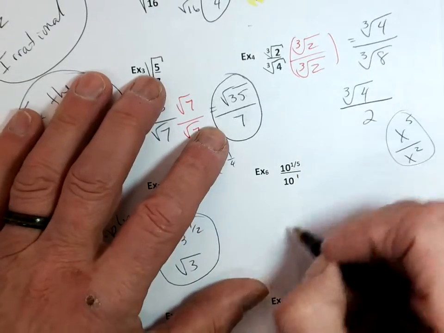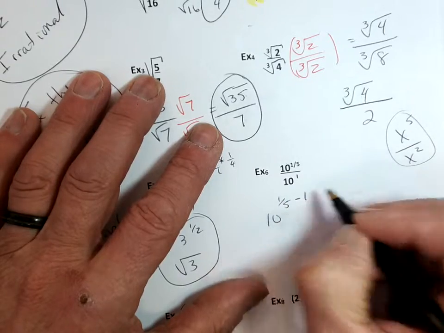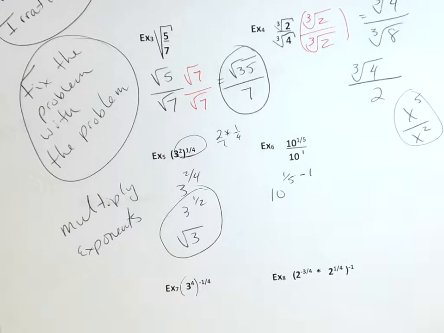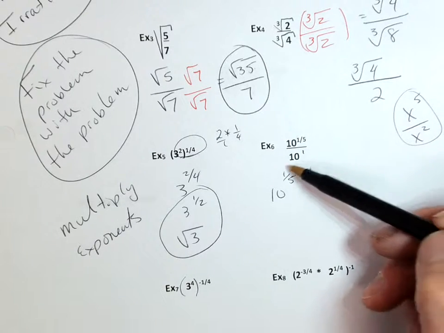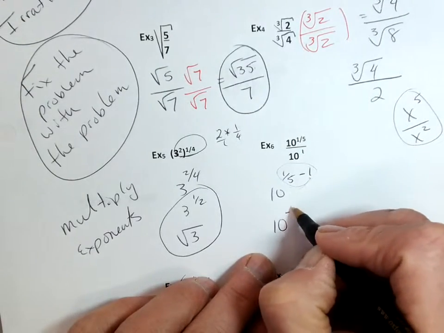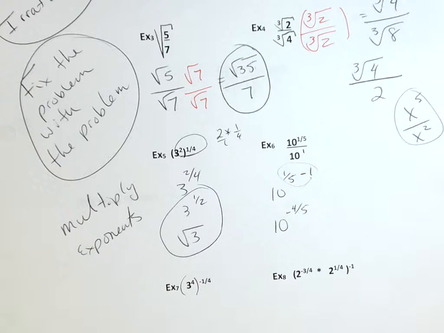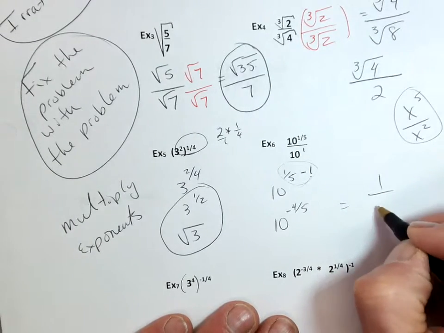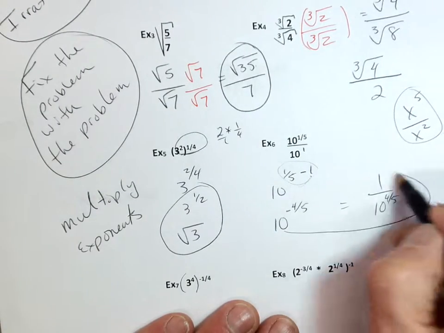So if we went 10 to the 1/5 minus 1. Okay, let me just write it that way because I'm going to subtract exponents, right? So I'm really going to take 10 to the 1/5 minus 1. So this is up in the exponent, okay, which is going to make a 10 to the negative 4/5. How's that? And we're going to leave it like that. So we're not going to make it into a fraction. We could. We could make it 1 over 10 to the 4/5. That's okay too. Either answer. How's that?